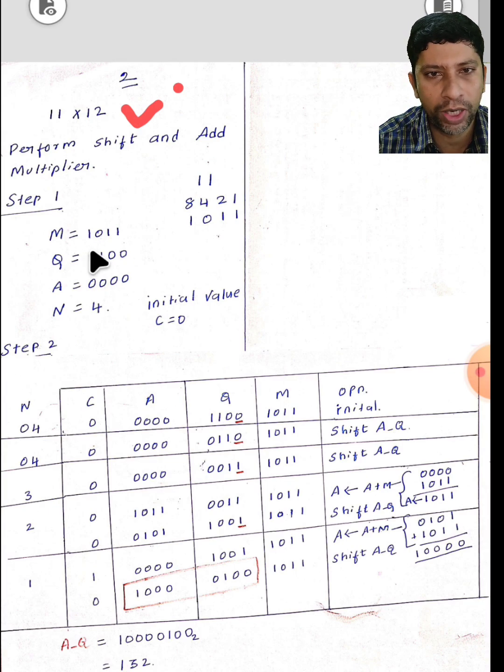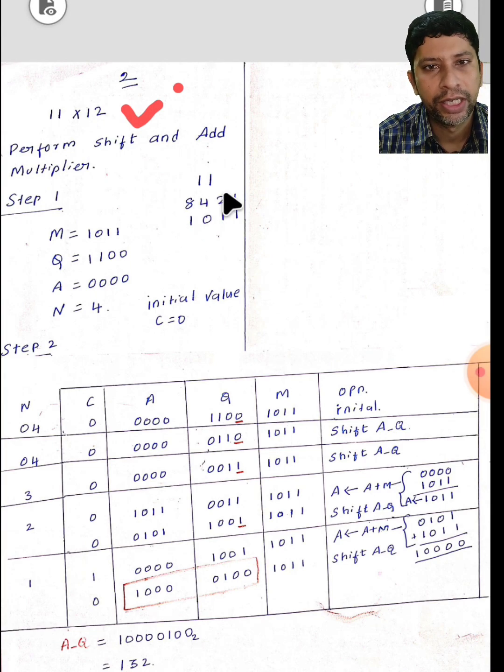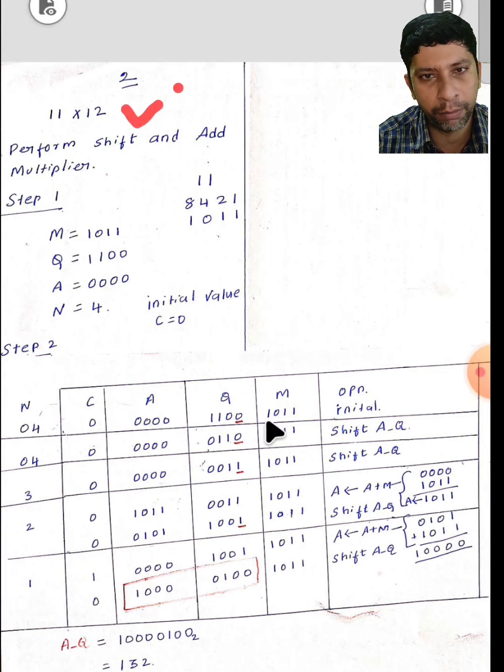Initially, what is my step number 1? Step number 1 is that I take my m value. M is nothing but what I specified earlier as b. I have just changed the variable. So m is going to be the binary value of 11, which is 1011.